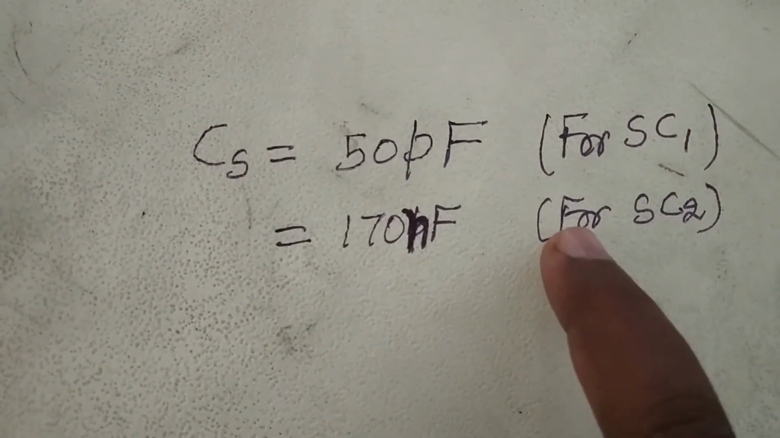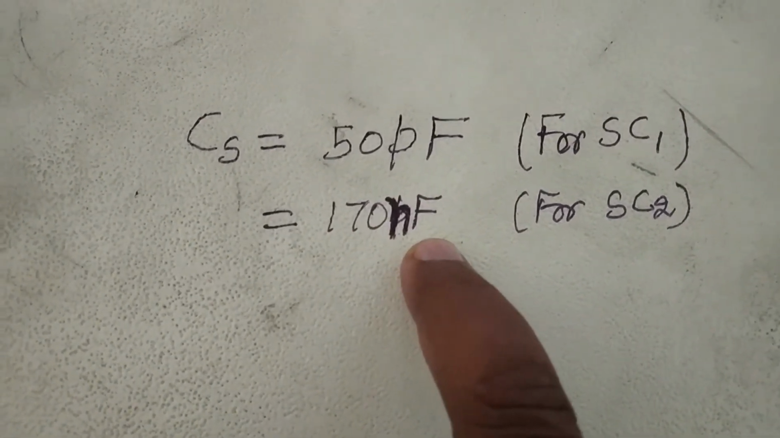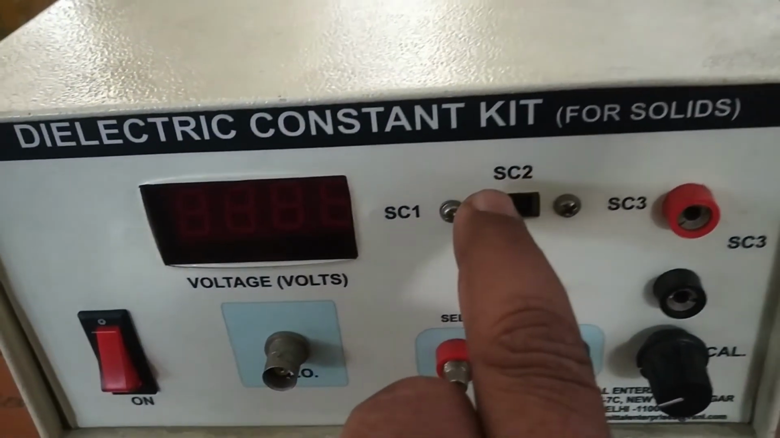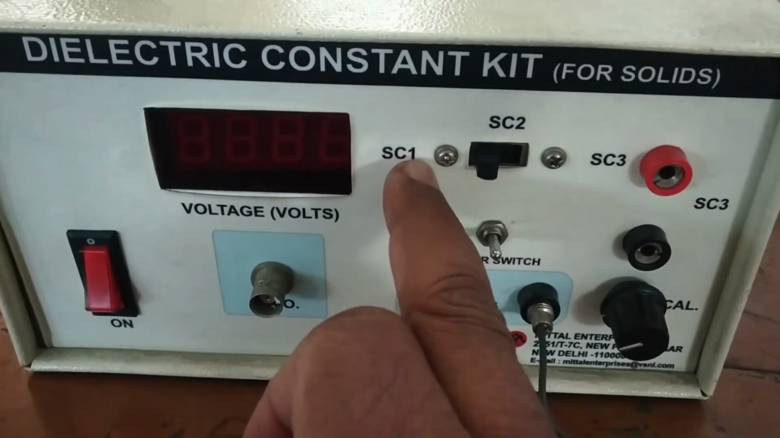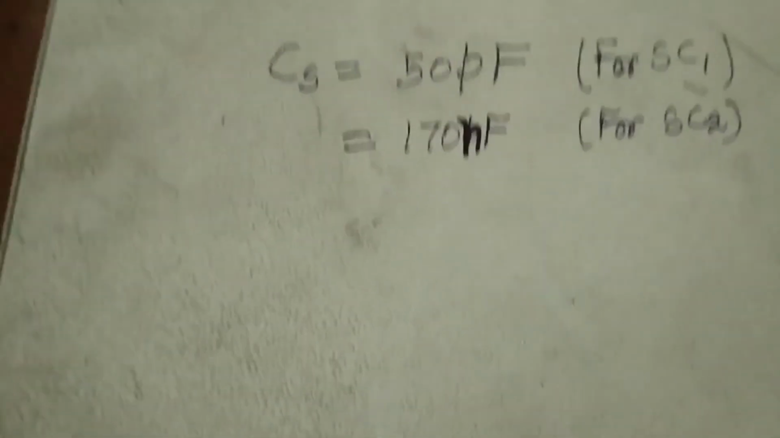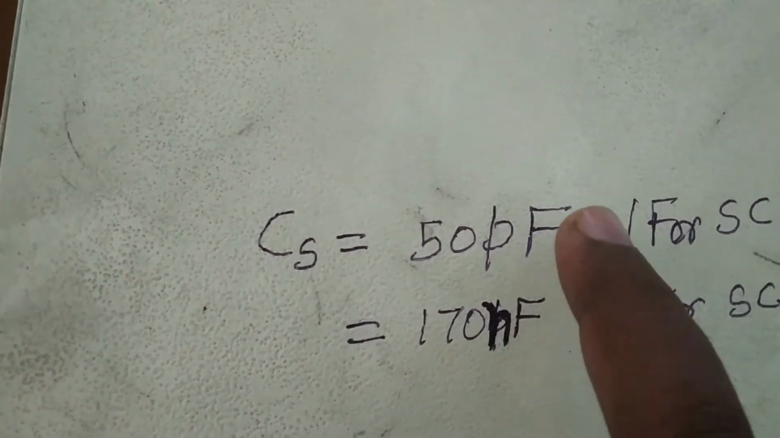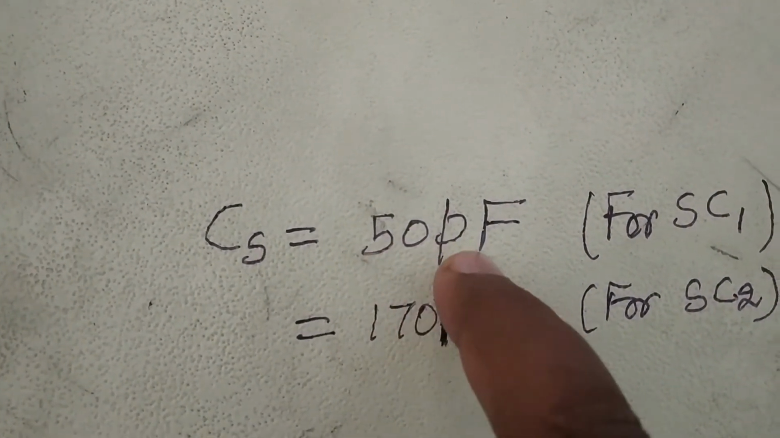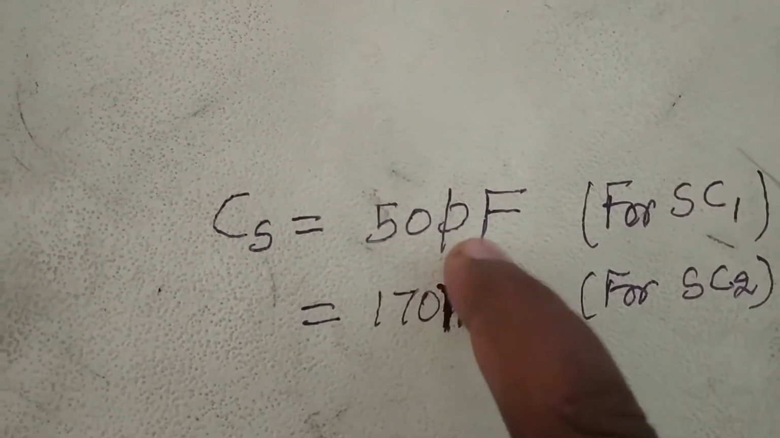And if I keep the black knob at SC2, then this capacity is 170 nanofarad. You can see here. So for this the capacity is 170 nanofarad, and for this the value is 50 picofarad. So I have kept this knob to the left, so therefore the value of CS is 50 picofarad. In the first part, when I was explaining the theory, by mistake I used this value to be 50 microfarad. So actually we will be using it to be 50 picofarad. Kindly make a note of it.